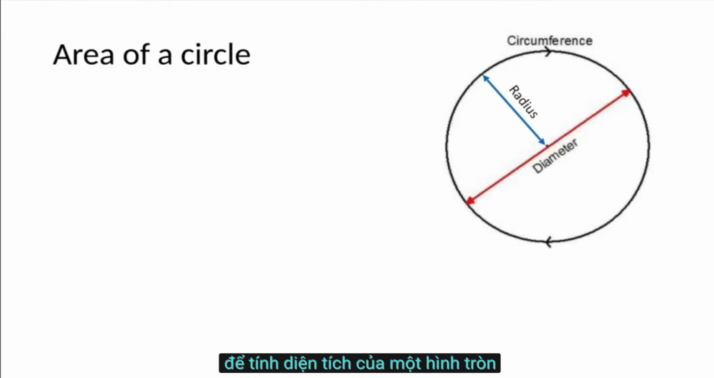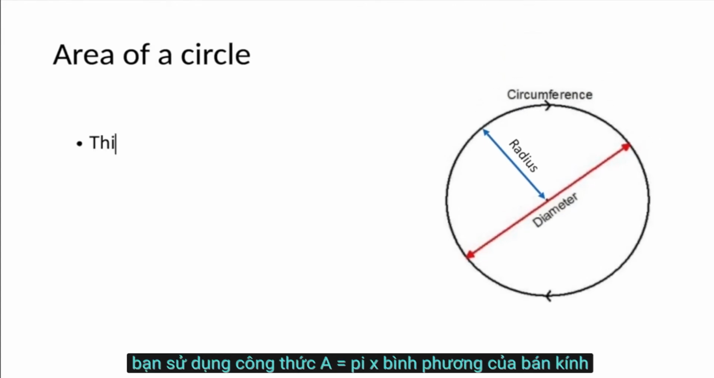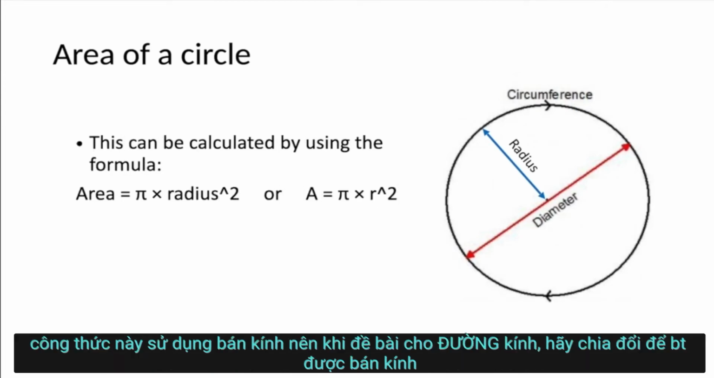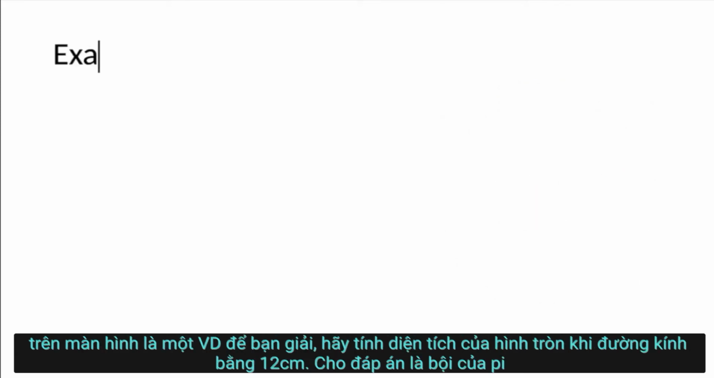Next, to calculate the area of a circle, you use the formula area equals pi multiplied by the radius squared. This formula uses the radius of the circle, so when you are given the diameter, remember to halve it to get the radius. On the screen now is an example for you to solve.